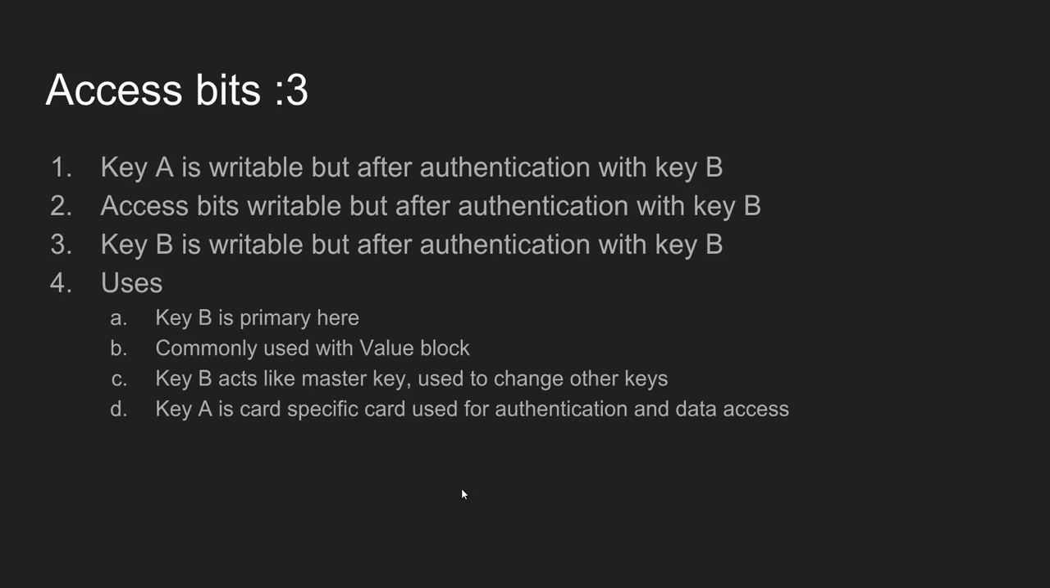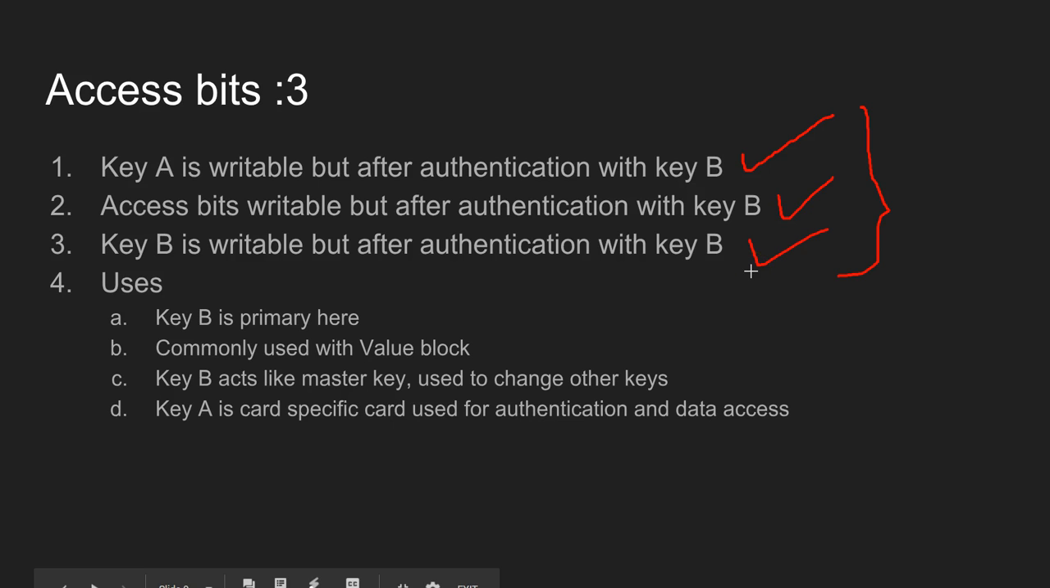Next is when the configuration value is set to 3. So this is a very interesting and very common configuration, and this has got some of the features that are used in your real life applications as well. Some of the features of configuration 3: the key A is writable but after authentication with key B. The access bits are writable but after authentication with key B, and key B is also writable but after authentication with the key B. So it looks like the key B is the more prominent key here.